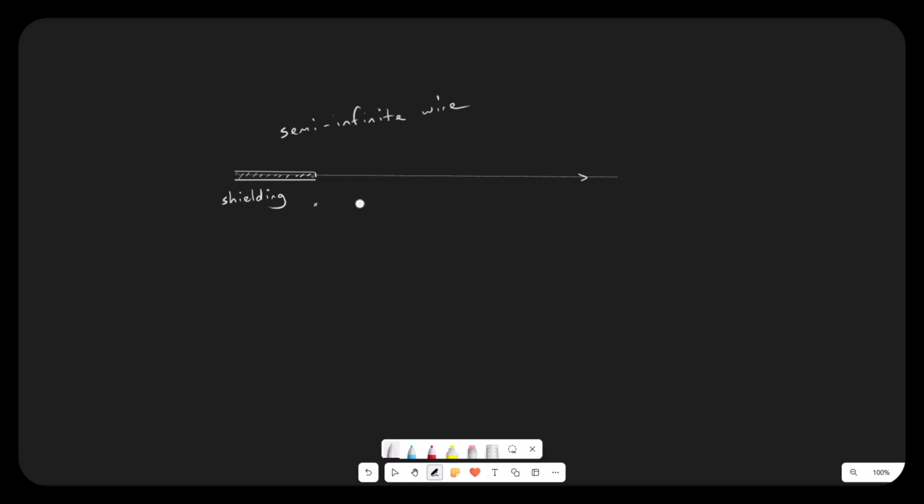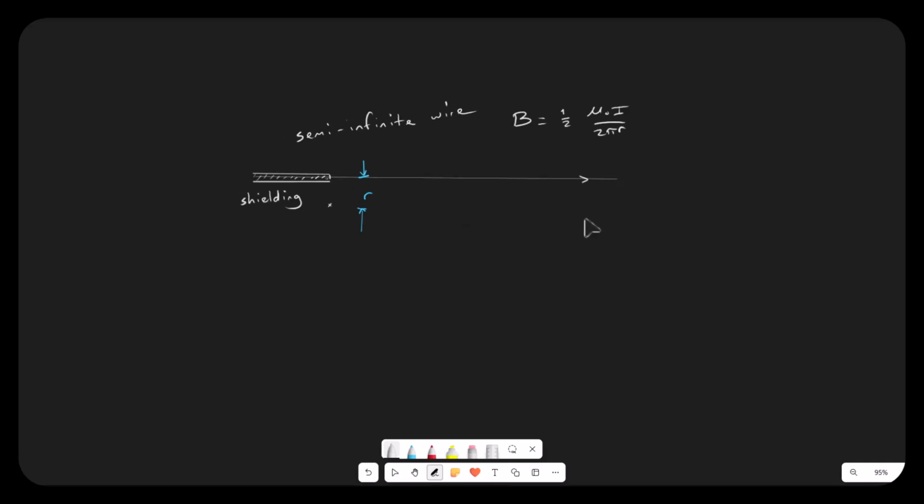When that's the case, I have a wire that goes on forever in one direction and doesn't go on at all in the other. Here's the distance from that wire, r, and for my semi-infinite wire, I'm going to get B equals half of mu naught I over 2 pi r. Not too bad. I've got one more, and it's this.